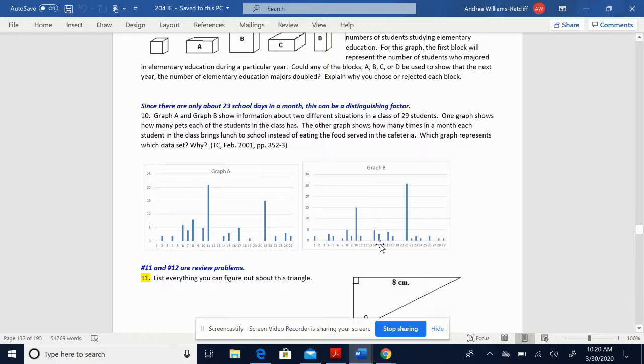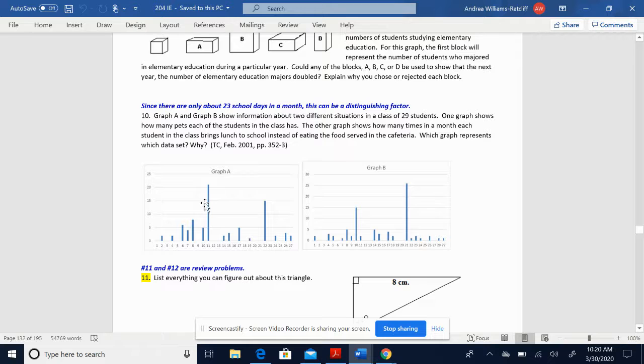So what do we think? What do we think in terms of which one would be counting pets and which one would be counting numbers of times that we bring lunch to school? Okay. If I look at these, I'm probably going to be more inclined to say that this is the graph that counts pets. Why? Overall, the students have a shorter number of responses. Maybe you have, I don't know, a bunch of ants or something, or you live on a farm and you have a whole bunch of pets. Maybe that's this person. But as you can see, these results are consistently higher.